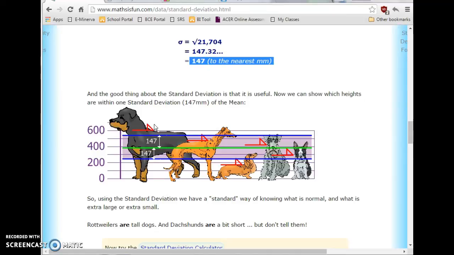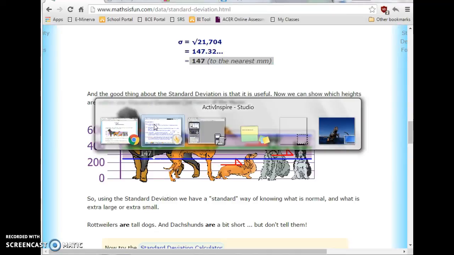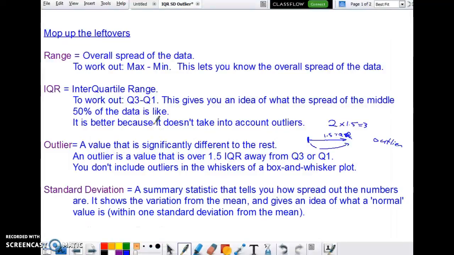Okay? So, going back to our one here, okay? Interquartile range is used to work out outliers. Okay, remember anything that's over 1.5 away is an outlier. Standard deviation, okay, just gives us another summary of saying what's normal.